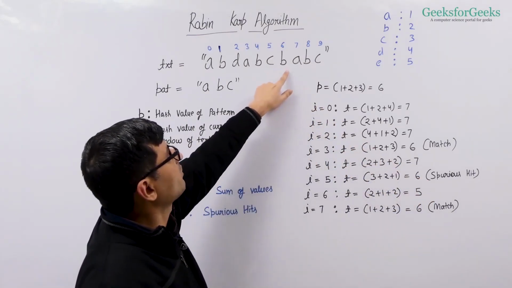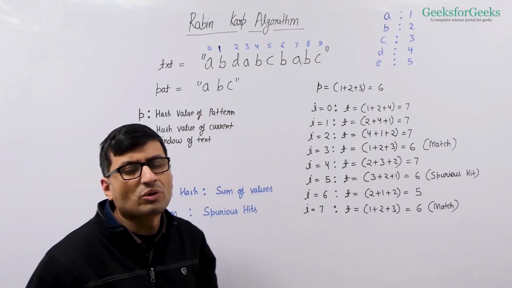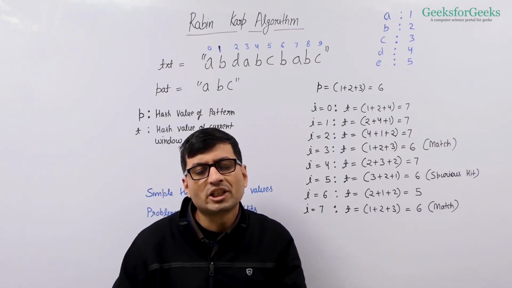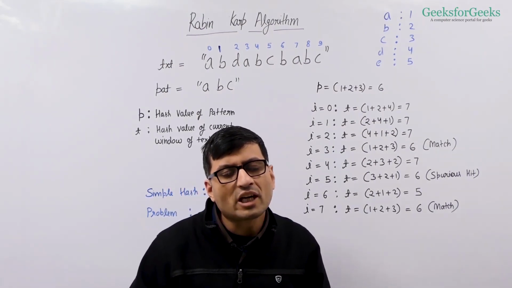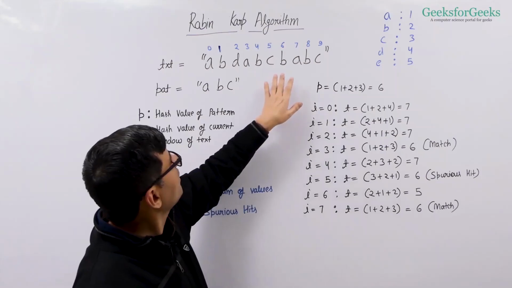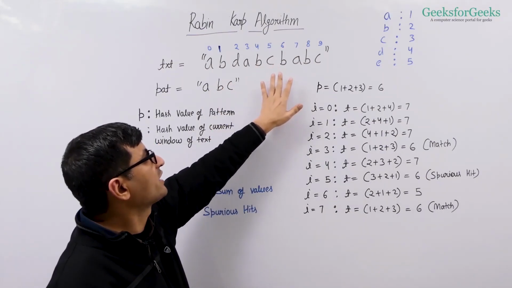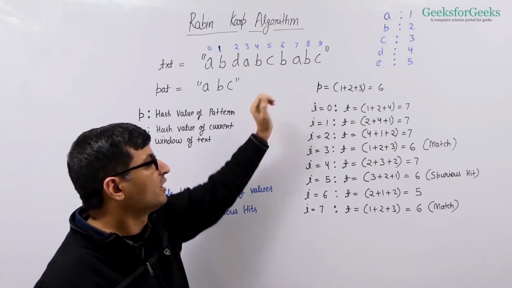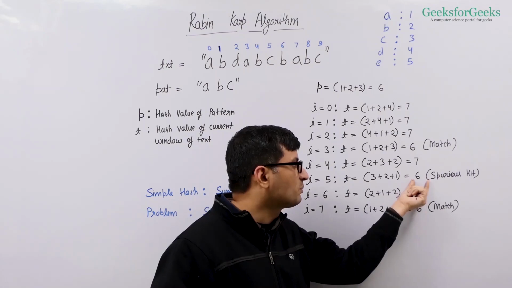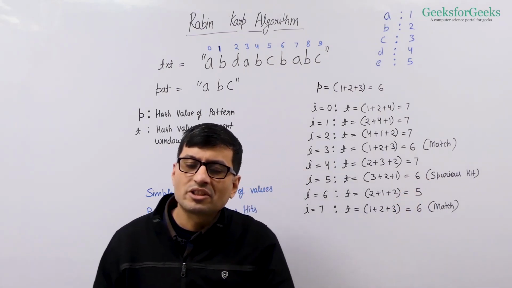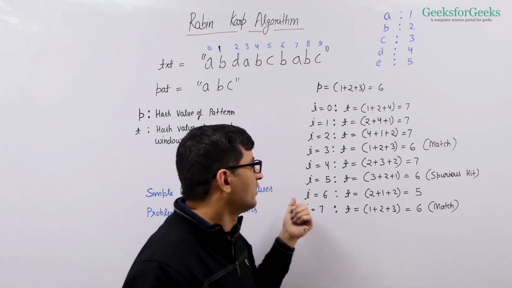Right? 3 plus 2 plus 1, 6. And hash value of our pattern is also 6. So what are we going to do now? We are going to match individual characters one by one. And these individual characters are not going to match. For example, you will match C with A, and at this point only you will realize that this is not a valid match. And this particular hash value match is called spurious hit. We matched the hash values, but characters were not matching, right?